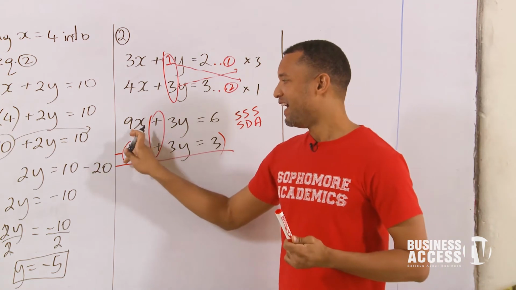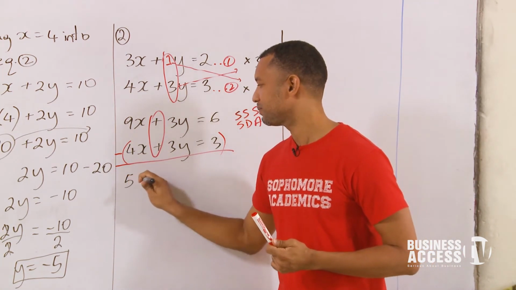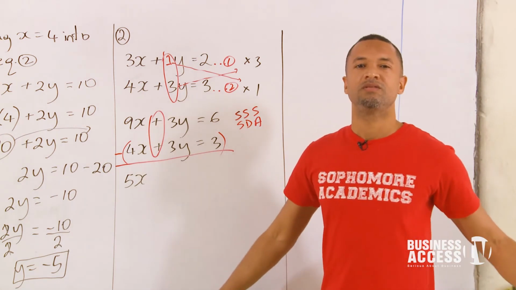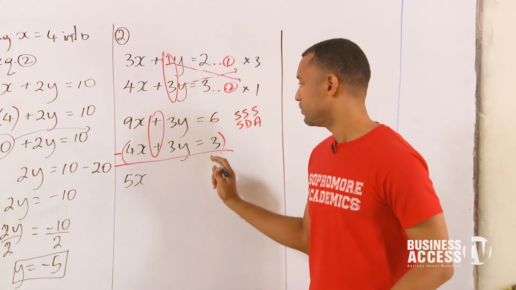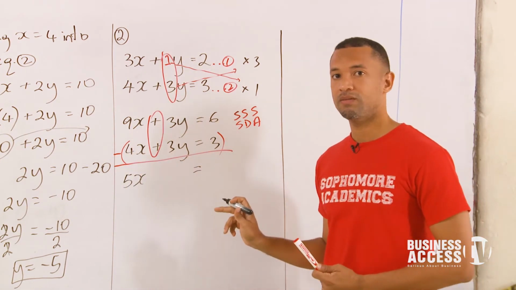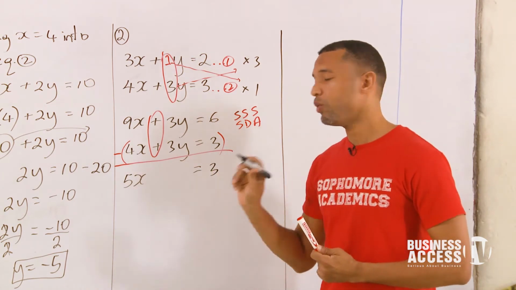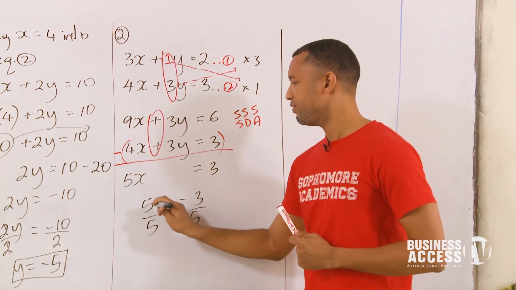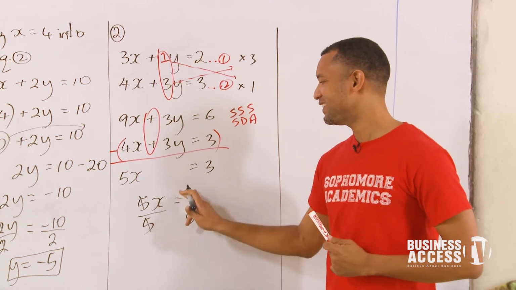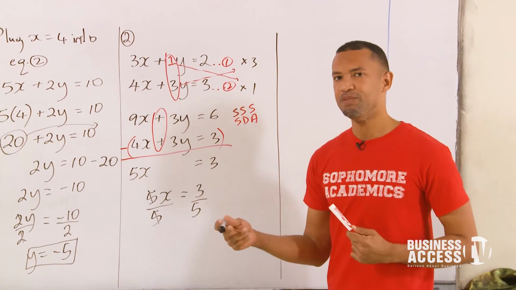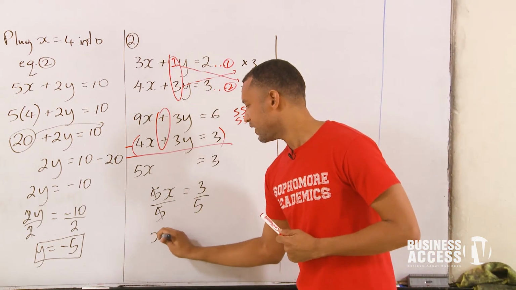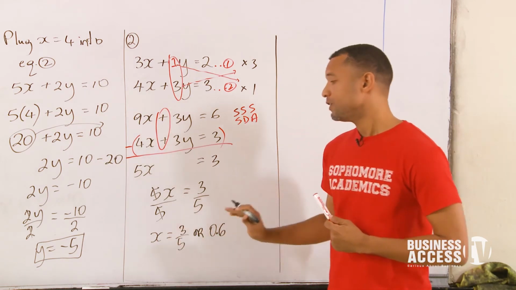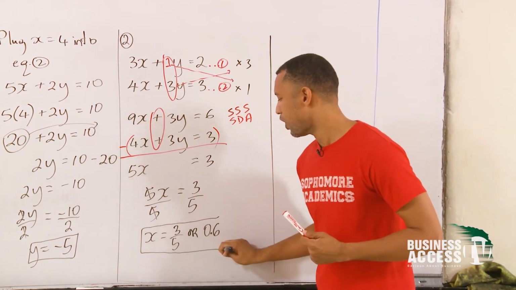Let's go. 9 minus 4, that gives you 5x. All right, 9 minus 4, 5x. 3y minus 3y. The y got eliminated because 3 minus 3 is 0. 6 minus 3, that is what, ladies and gents? That would give you 3. All right, so here we have 5 times a number is equal to 3. We just divide both sides by 5 so that we have the x by itself. All right, so x is equal to 3 over 5. And we all know 3 over 5 is the same thing as 0.6. You can put it in a calculator. All right, so x is equal to 3 over 5 or 0.6.